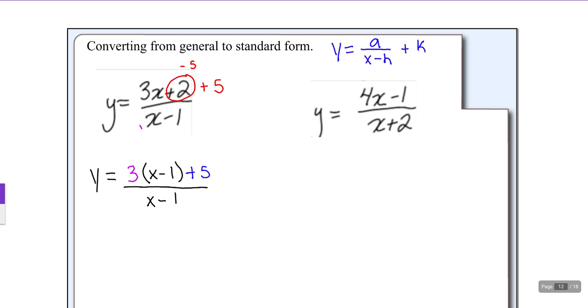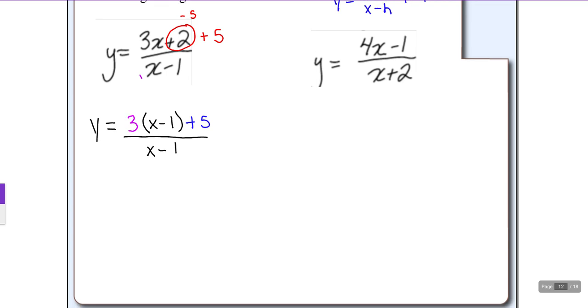Okay, the purpose for getting this x minus 1 on the top and this x minus 1 on the bottom is that now I can take this expression and I can break it into 2 fractions. The first fraction will be 3 times x minus 1 over x minus 1. The second fraction will be plus 5 over x minus 1.